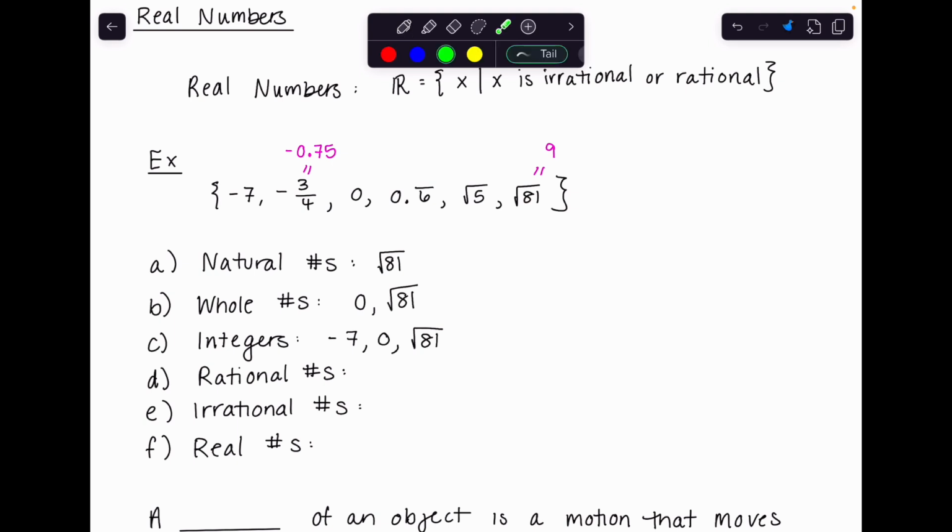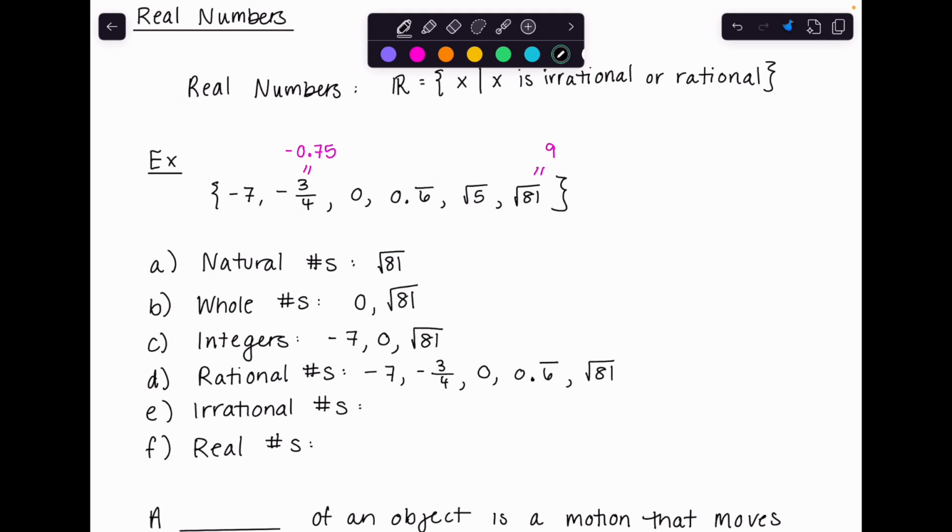Now going on to rational, that's going to be the integer over the integer. So it's going to be terminating or repeating decimals. And again, every single integer is a rational number. So I'm seeing, are there others added in? Well, this is going to be a rational number. It's an integer over an integer. And so is this, since it's a repeating decimal. So really, it's all of these numbers with -3/4 and with 0.6 repeating added in.